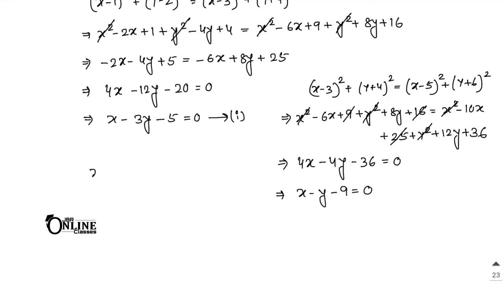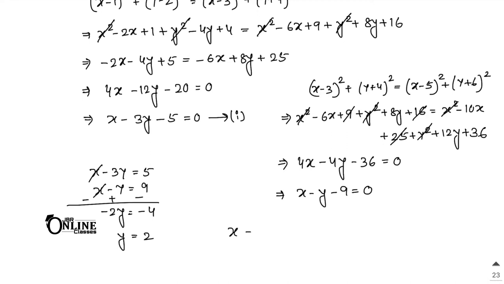So that means x minus 3y equals 5, and x minus y equals 9. Subtracting, minus 2y equals minus 4, so y equals 2, okay. As y equals 2, now you have to find x, so x equals 9 plus 2, that equals 11. So the coordinate is (11, 2), okay, as your answer.